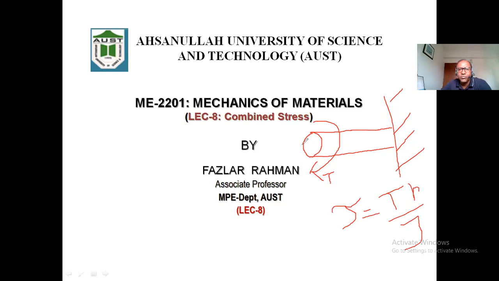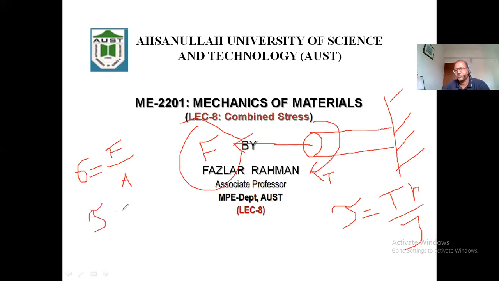Now, there is one more force working along this direction, force F. This is actually a tensile force. It is trying to pull and make the bar longer, right? So due to F, what will be the stress? Normal stress, because the force is working perpendicular to the surface. This sigma will be F by A. Now we see in this shaft or bar, there are two stresses working: one is sigma, the other one is tau.